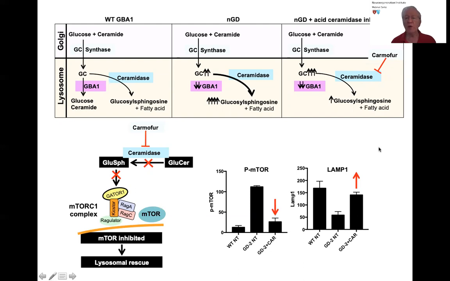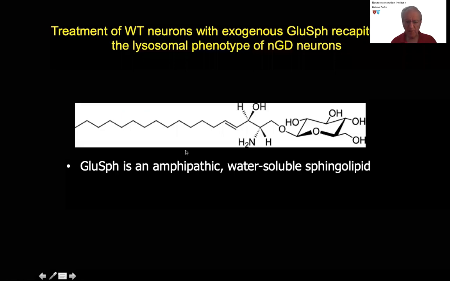So where do we stand with acid ceramidase inhibitors? Well, carmofur is toxic. It has been used in Japan to treat some cancers, but we need a lot better ones. And now investigators are trying to generate new ones because this is going to be an important enzyme for treatment. Okay, so let's move on here.